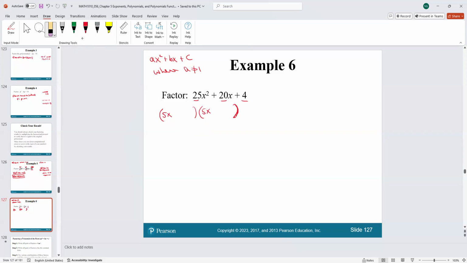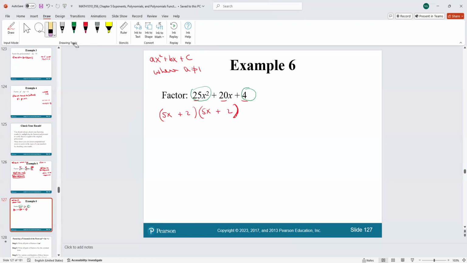Now, for the second one, first I try to write this term. Now, let's try to write this one. What are the factors of 2? 1 times 4 or 2 times 2? If you try to put 2 times 2 to make it positive, now you need to verify. You know what?